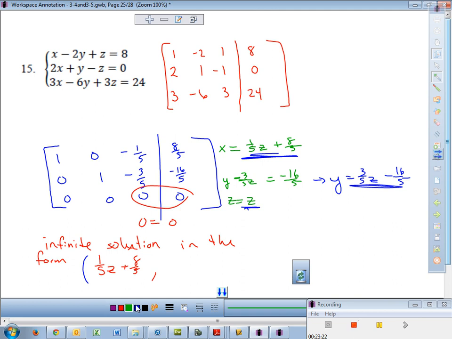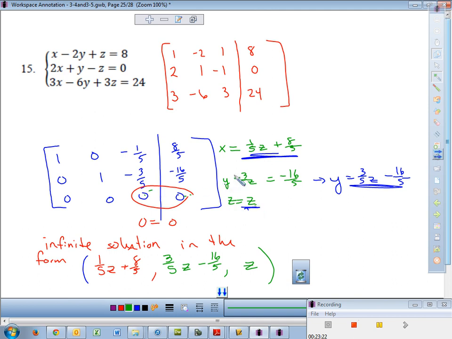Comma. Do I know what a y value is in terms of z? It's 3/5 z minus 16/5. And of course we know what z is in terms of z. What is z? Z is z. In your college algebra crazy infinite solutions answer, you must have the same variable in all positions, however many positions there are. We can get them all equal to z because that's what this says right here, that z equals z.